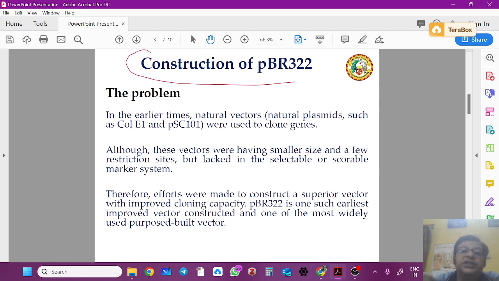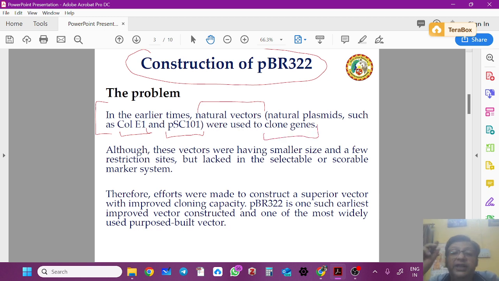Okay. Now, a bit about the construction of pBR322. In earlier times in molecular biology, naturally occurring vectors were used, such as pSC, which was a naturally occurring plasmid in E. coli, also used to clone genes. Although these vectors had small size as required and a few restriction sites, they lacked a selectable marker system.